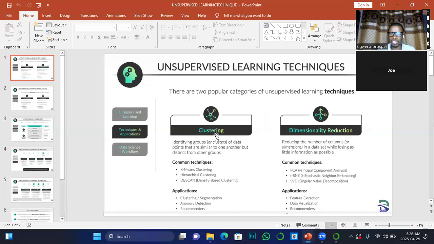Let's look at a brief explanation under each of them. Clustering is identifying groups or clusters of data points that are similar to one another but distinct from another group. If you look at the graph I just showed you, those people that are in one cluster are similar to themselves, but they are distinct. In other words, they are different from other clusters. That is what clustering is all about.